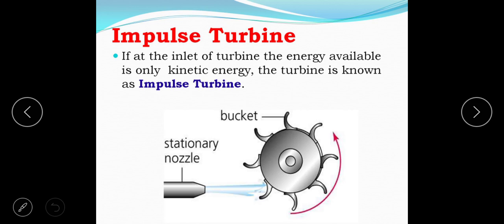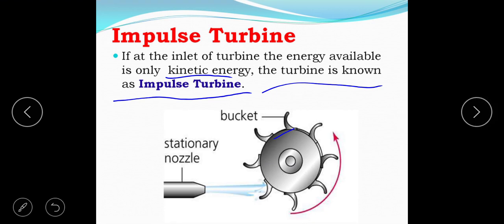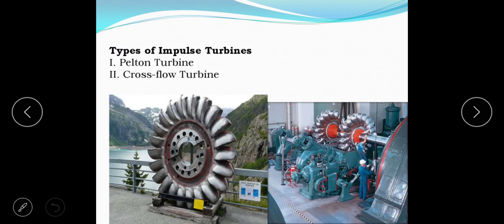Impulse turbine. If at the inlet of turbine the energy available is only kinetic energy, then the turbine is known as impulse turbine. Example is Pelton wheel. So this is the Pelton wheel. On the periphery, buckets are attached. When the stationary nozzle exerts a jet of water onto these buckets, this will move in the anticlockwise direction as shown in figure.